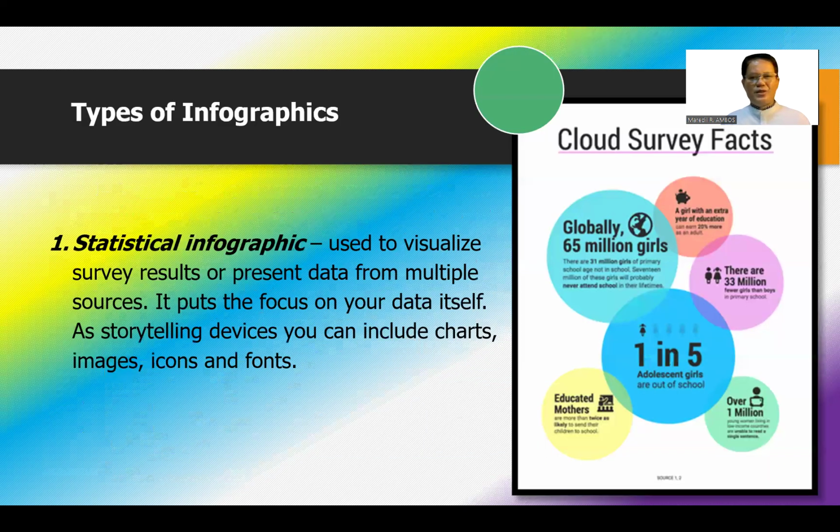Let's have the types of infographics. The first is statistical infographics. This is used to visualize survey results or present data from multiple sources, and it puts the focus on your data itself. As storytelling devices, you can include charts, images, icons, and fonts. You can see an example here on the screen about the cloud survey facts. Take note, 1 in 5 adolescent girls are out of school.